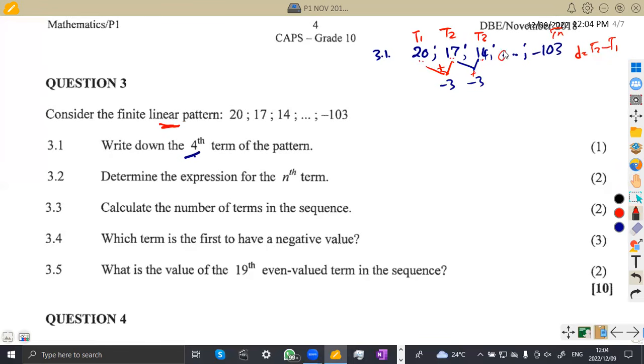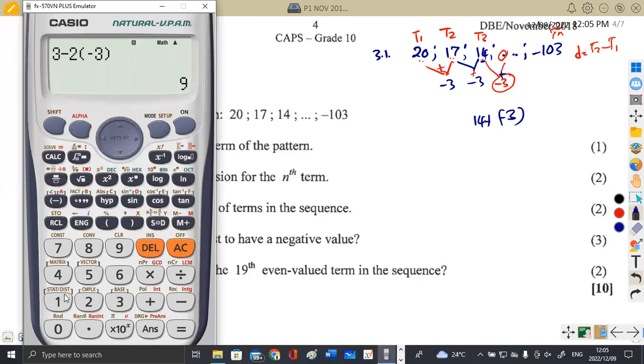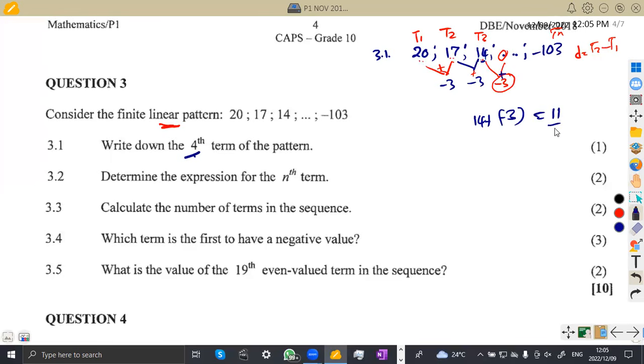So that means the next term that we are going to have, it is going to have the same difference of negative 3, but we're just going to add. So it's going to be 14 plus minus 3. You can actually check that one, guys. As you can see, it's actually easy that way. So that's 14 minus 3, which is equivalent to 11. So that means the 14th term of this pattern is 11.